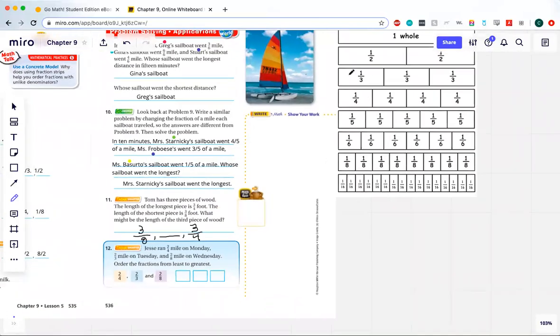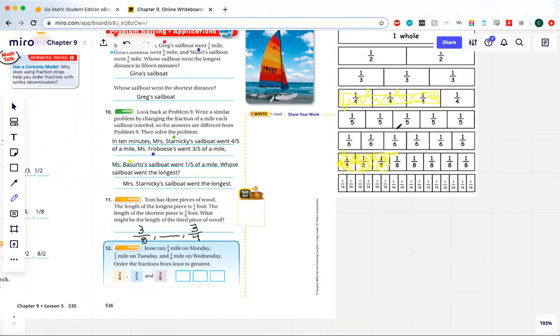and I'm going to color in 3/8. That's our shortest piece, okay? There's our shortest piece, and our longest piece is going to be 3/4. Here we go. So what piece can our next one be?